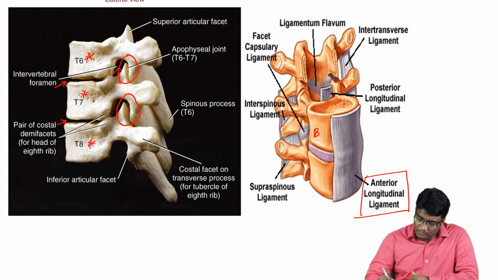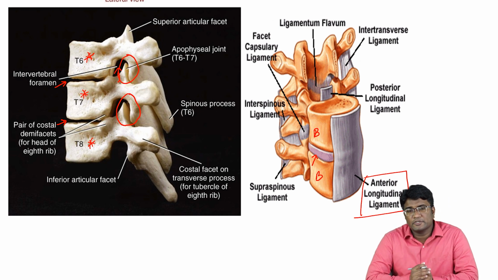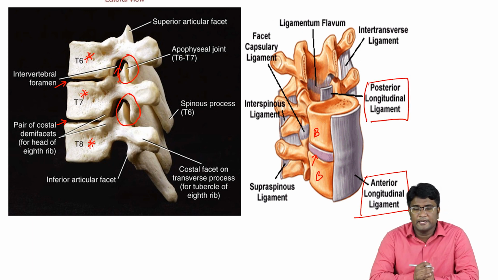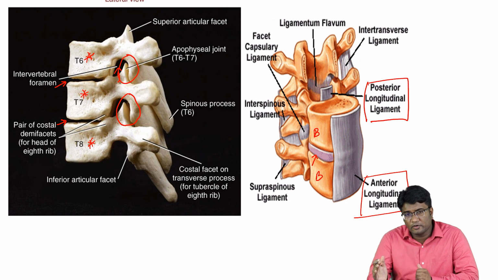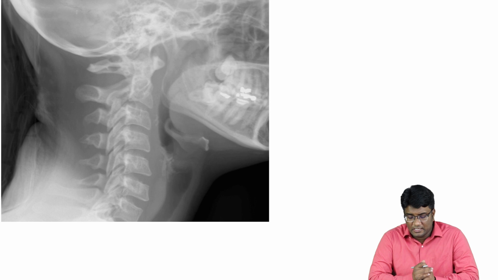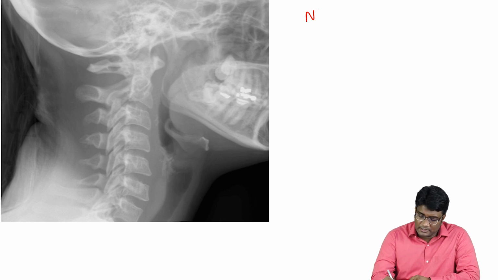So you can see the vertebral bodies. This is the intervertebral disc, and on the anterior aspect of the vertebral bodies, you have an anterior longitudinal ligament. And just posterior to the vertebral bodies, you have the posterior longitudinal ligament. So you should understand what is anterior longitudinal ligament and the posterior longitudinal ligament. With this normal anatomy, let's look at a cervical spine radiograph. So if you look at the lateral cervical radiograph and try to identify the structures here, this is a normal lateral cervical radiograph.